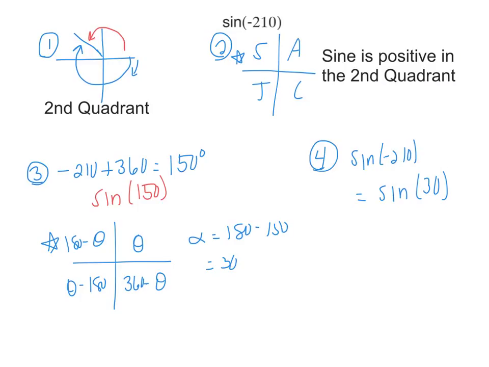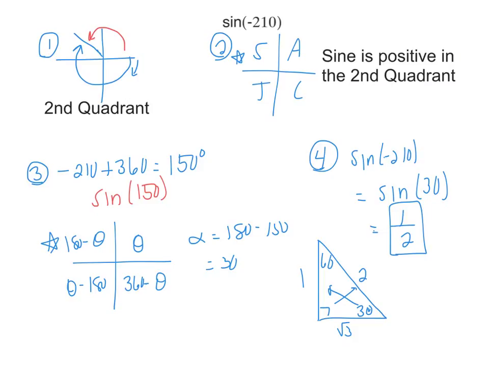So again, going back to our special right triangle, which we did back in the first problem, we have our 30 degrees, our 60 degrees. Opposite your 30 is 1, opposite your 60 is square root of 3, and your hypotenuse is 2. Sine is opposite over hypotenuse, so your opposite side is 1, your hypotenuse is 2. So our answer here is positive 1/2. The sine of negative 210 is the same thing as sine of 30, which is equal to 1/2.